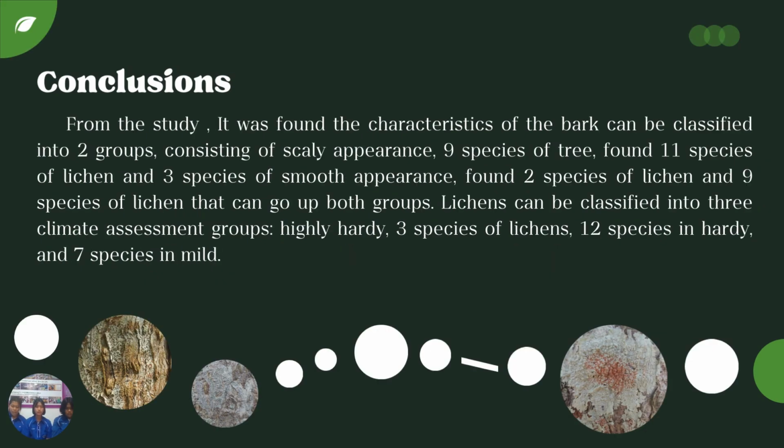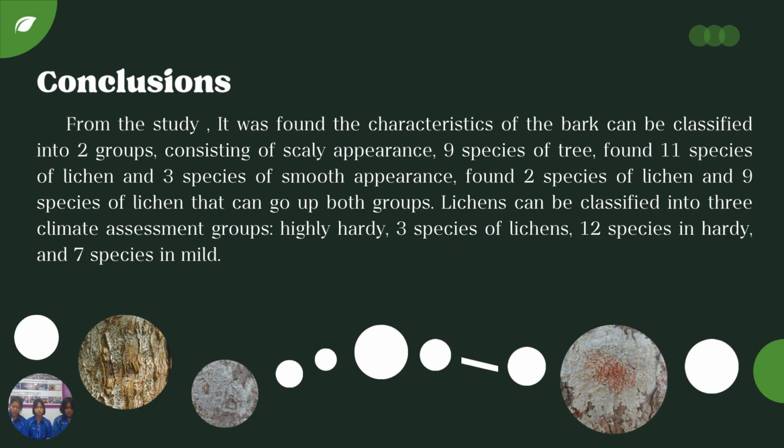From the study, the characteristics of the bark can be classified into two groups, consisting of scaly appearance, 9 species of tree, found 11 species of lichen, and 3 species of smooth appearance, found 2 species of lichen, and 9 species of lichen that can grow in both groups.